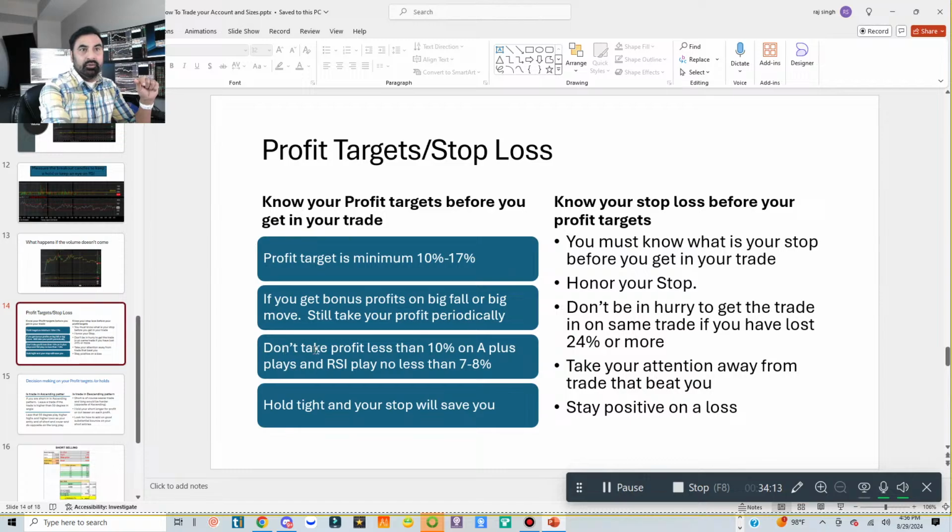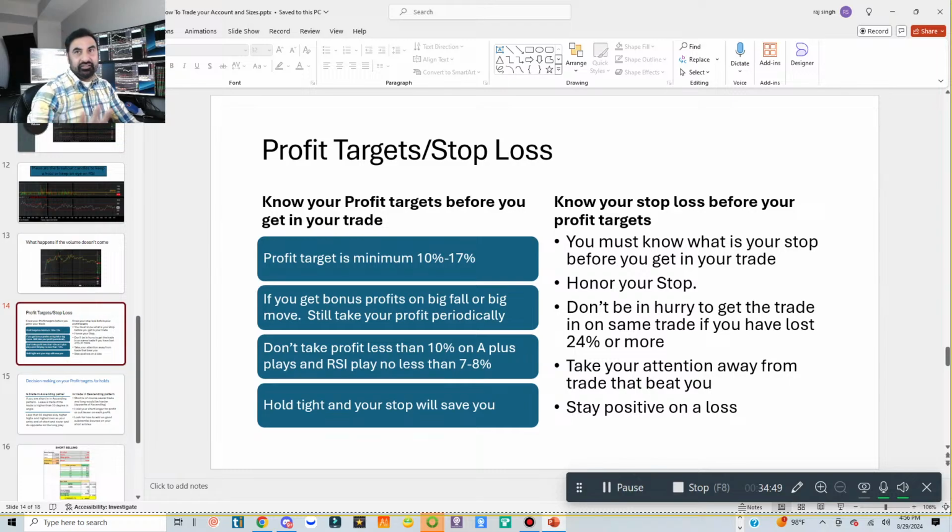So don't take profit less than 10% on A+ plays. RSI plays, no less than 7 to 8% if the volume is freaking Godzilla, like 100 million, and we're trading the range, right? So if we're trading the range, highs, lows, it might not be capable of giving you 10%. So you know the rule. We're satisfied with 7 to 8%. If it gives you 10%, it is 10%. Hold tight. If you have a stop loss, that's your save. That's your game changer. Hold tight to get your profit. Okay.